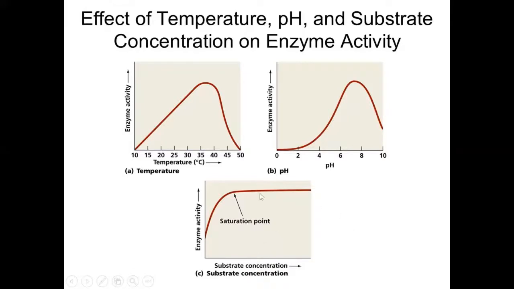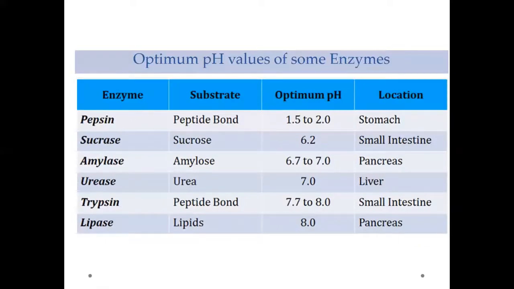And this graph shows how enzyme activity depends on substrate concentration. When substrate concentration increases, activity and rate of the reaction also increase up to the saturation point. After this, the rate of reaction is unchanged. In the next table, we see the optimum pH values of some enzymes.